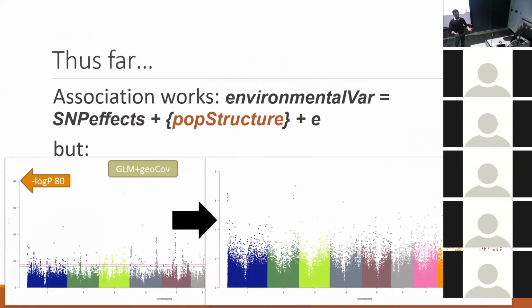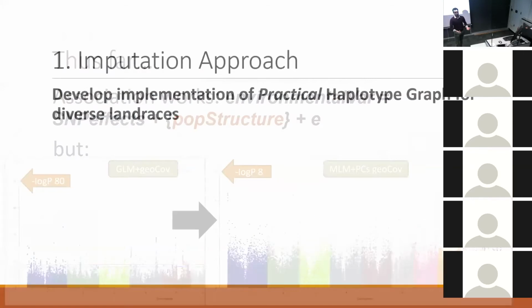We try different models. For example, a mixed linear model in which we include PCs and geographical covariates such as latitude and longitude. And what happens is we basically lose all signal. However, the most significant sites still tend to be the same, but they're not significant anymore. So what do we have to do? We have to find a way to increase the signal after controlling for population structure. So how do we do that?